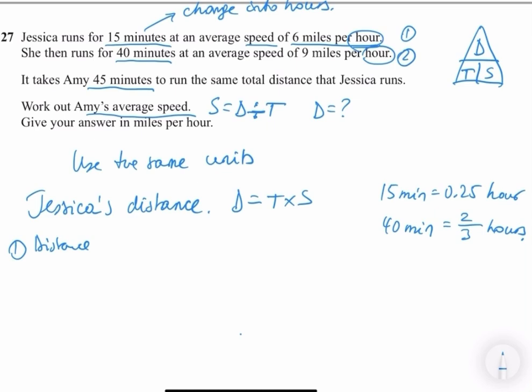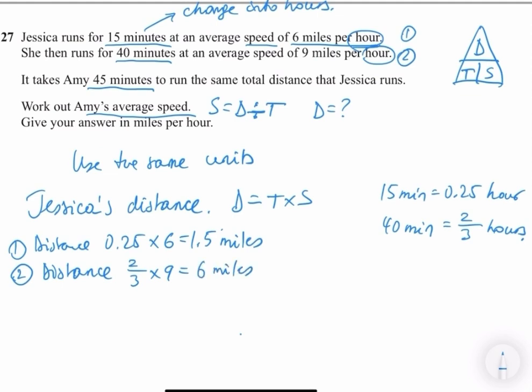Okay, let's work out the distance now. Multiply time by speed. You see I'm now using time in hours. So 1.5 miles in the first part of her journey, and 2/3 times 9 will give you 6 miles for the second part of the journey. Let's add these miles together, 7.5 miles.